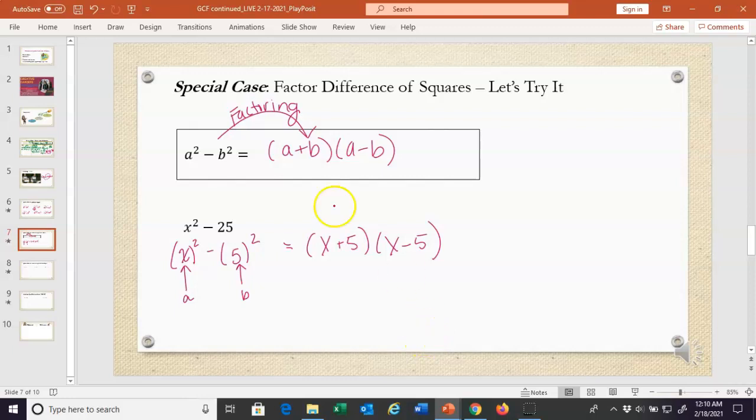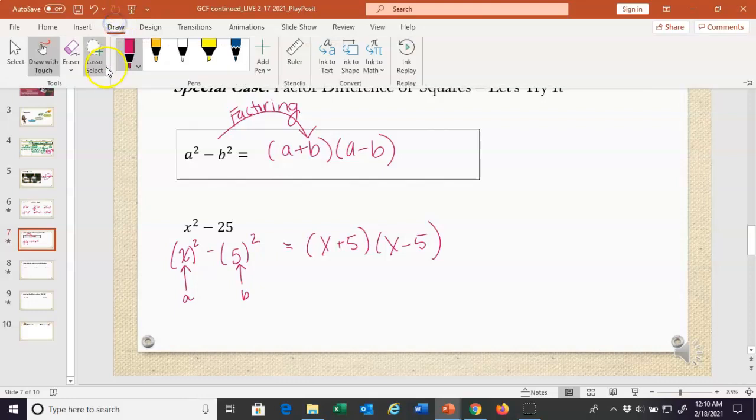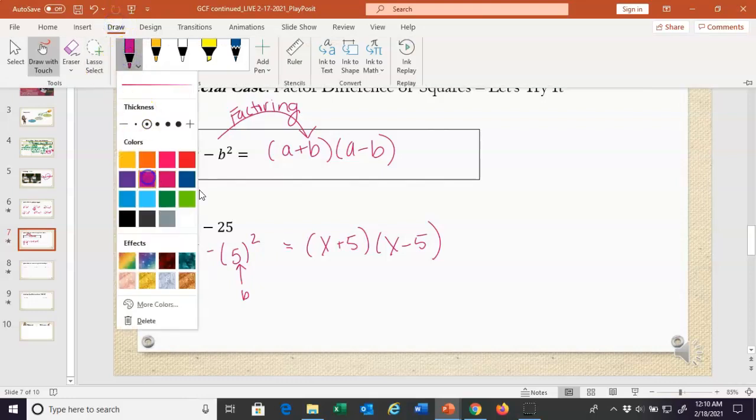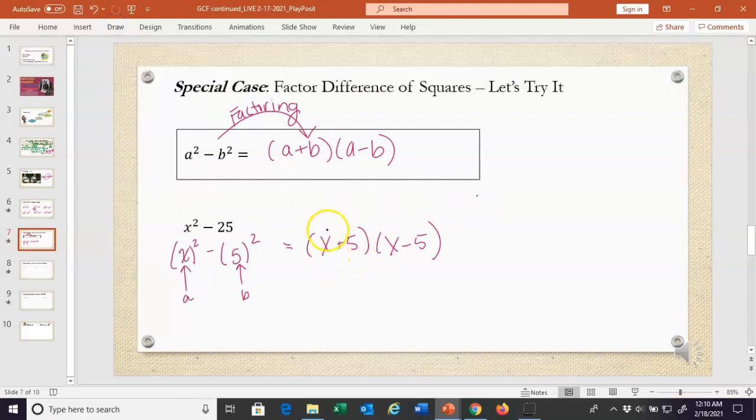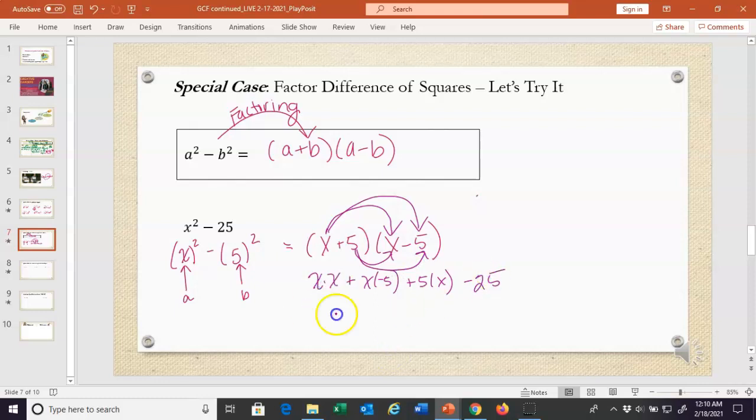You can always check your work. And remember, to do that, all we're going to do is multiply it out. We're going to distribute. So x times x plus x times negative 5. And then 5 times x and 5 times negative 5. Now we simplify. So x times x is x squared.